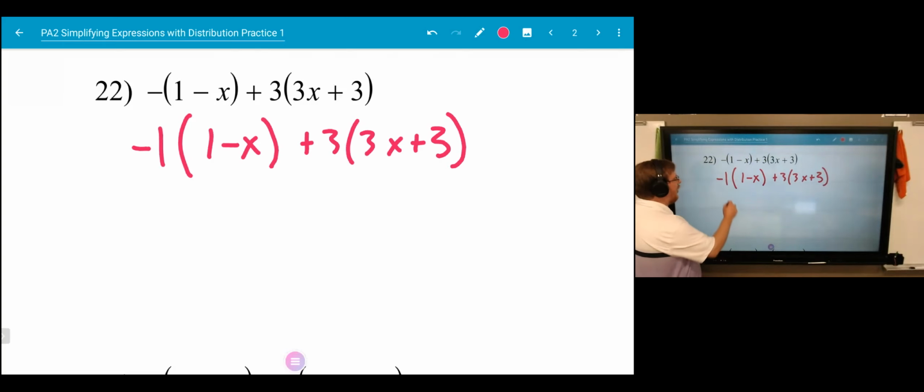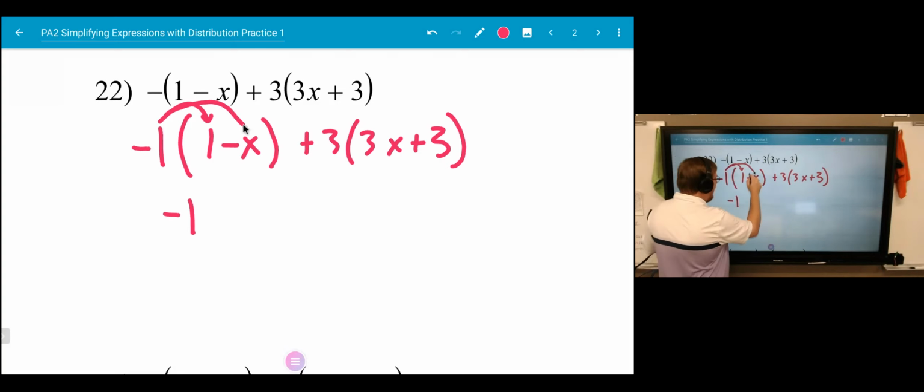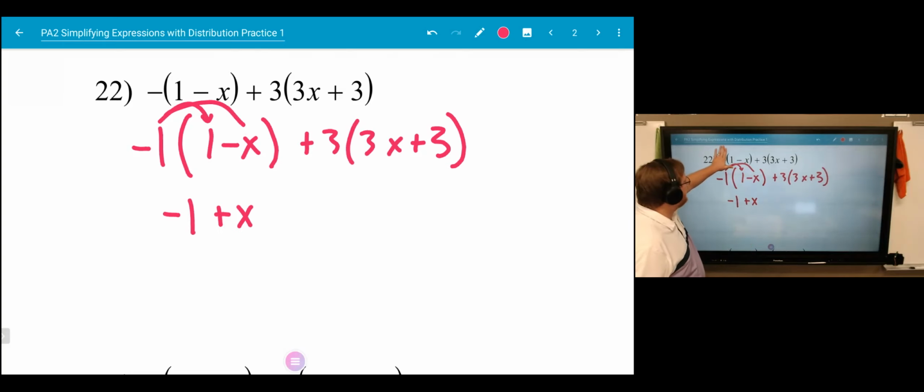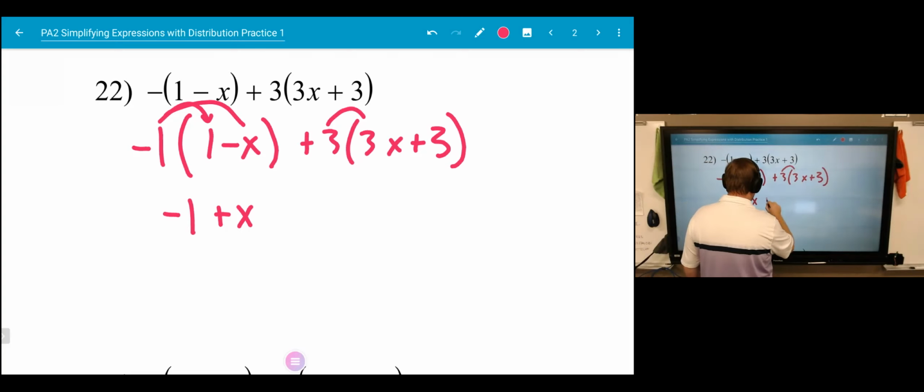Distribute the negative 1. Negative 1 times positive 1 is negative 1. Negative 1 times negative x would be positive x. You'll notice I just essentially changed the signs inside that first parentheses. That's what a negative multiplying does. Distribute the next one. 3 times 3x is 9x. 3 times 3 is plus 9.